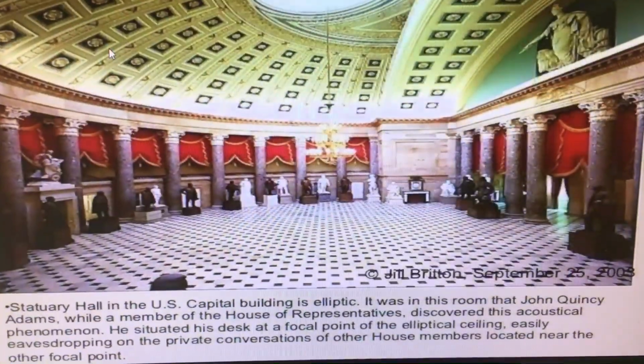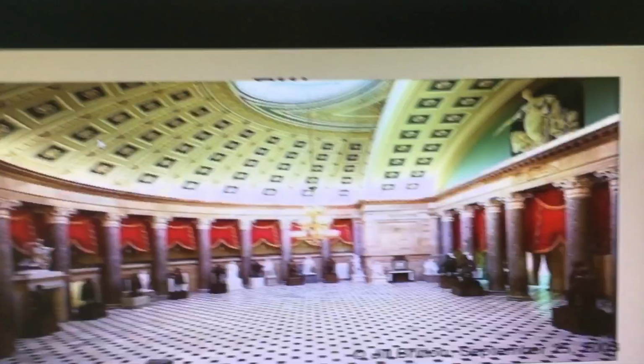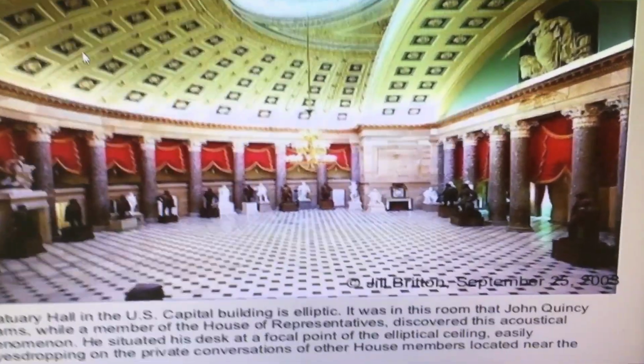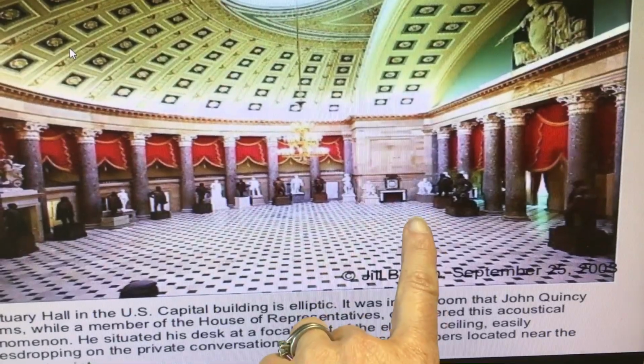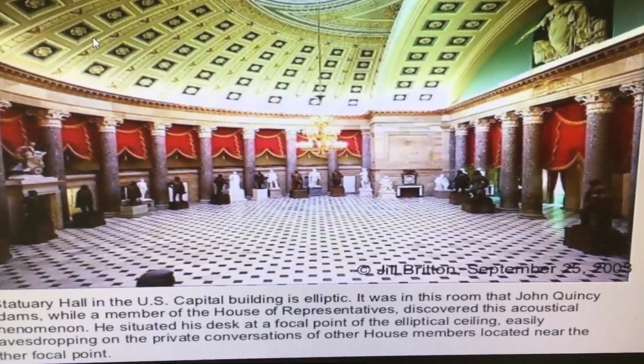And then here's the sanctuary hall I was talking about. I forgot that I had this in here. So the ceiling is elliptical. It was John Quincy Adams who would sit at one of the foci, and the sound waves would bounce off. If there were senators sitting here, the sound would bounce off, and he could hear them and eavesdrop on all their secrets.